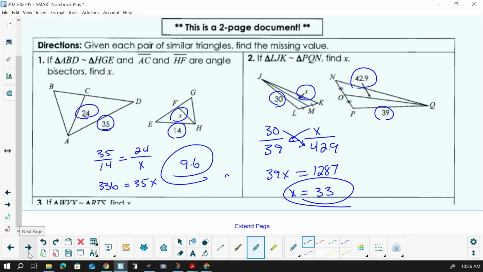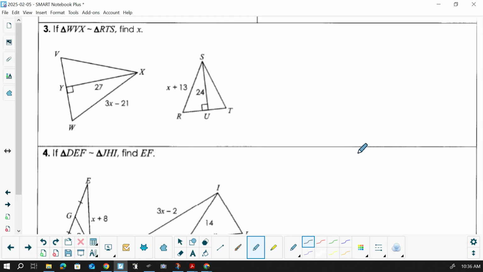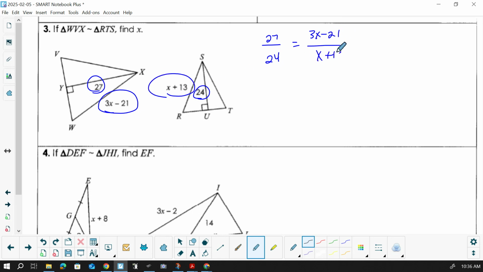Okay, so there's 1 and 2. Number 3, same exact thing. Similar triangles. Their parts are going to be also similar. So this 27 goes with 24. And the 3x minus 21 goes with the x plus 13. This one I am going to for sure simplify before I multiply, just to make these numbers a little bit smaller. I know that 3 goes into this 9 times, and 3 goes into this 8 times. It's not a lot better, but a little bit better.